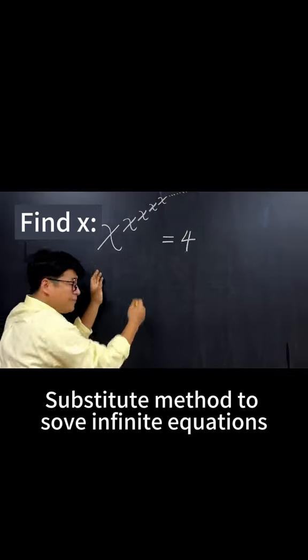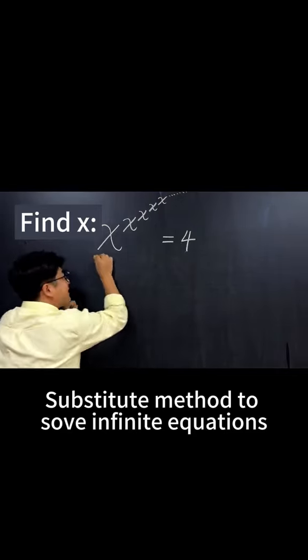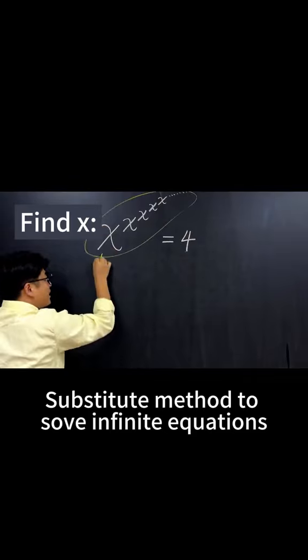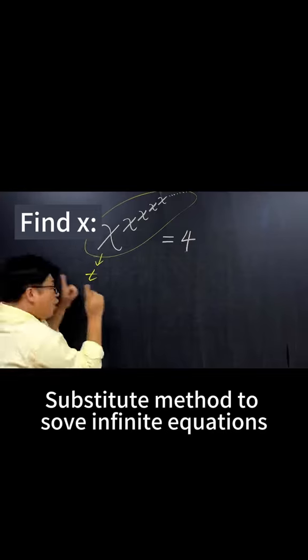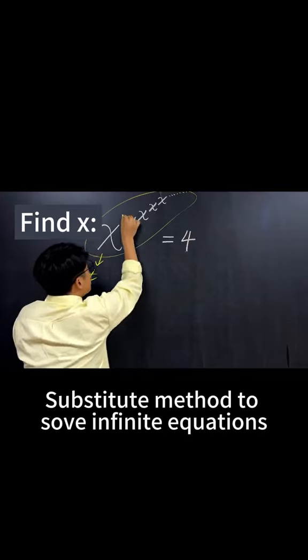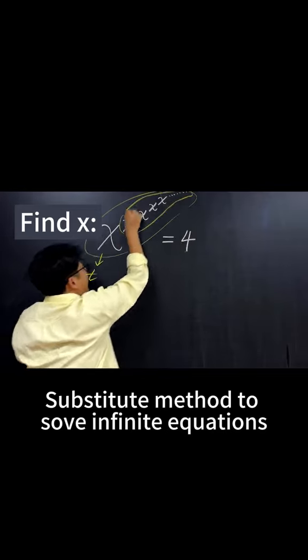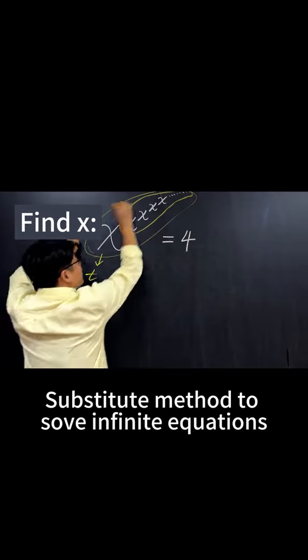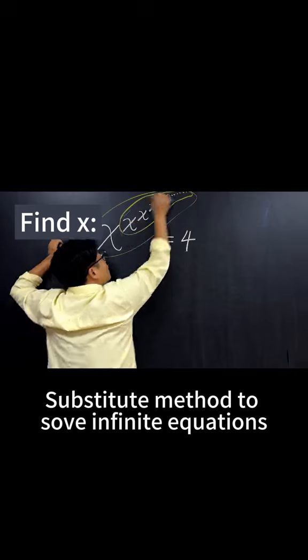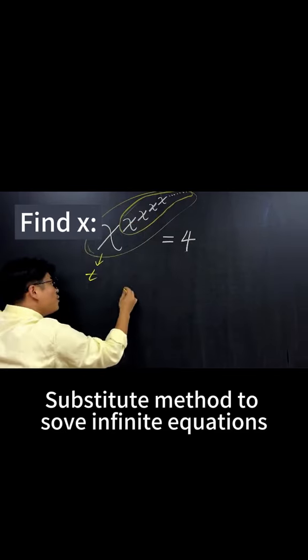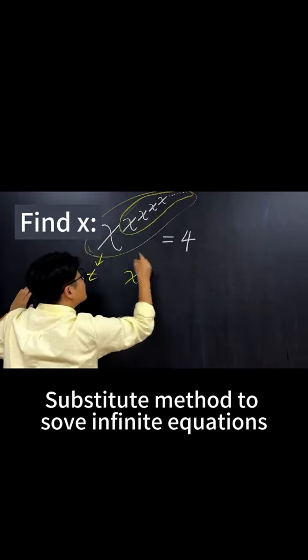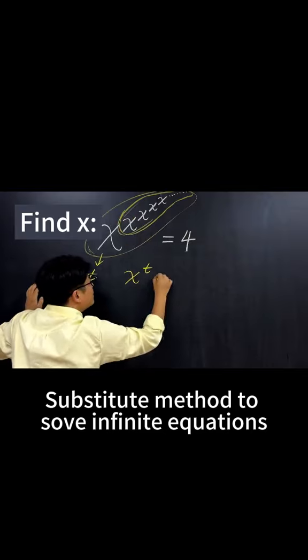When you encounter a problem like this, it's called an infinite nesting problem or an infinite recursion problem. So how do you solve this kind of problem? The first step is to set the whole thing equal to t. Then, do you notice something? From here upward, isn't it also equal to t? It's equal to itself. That is, x to the power of t, this whole chunk is also equal to 4.